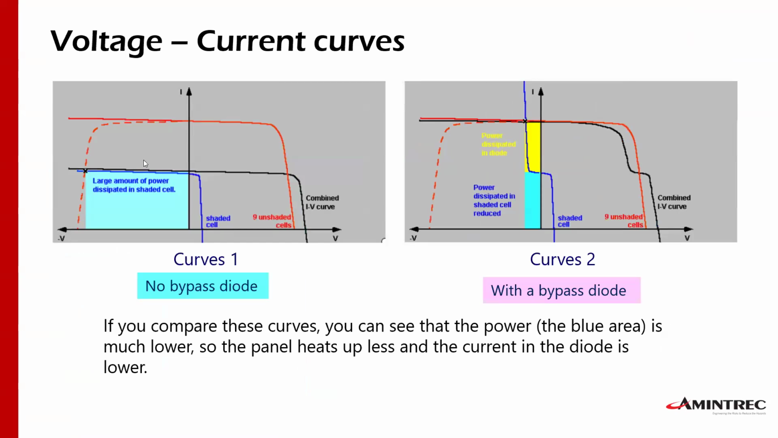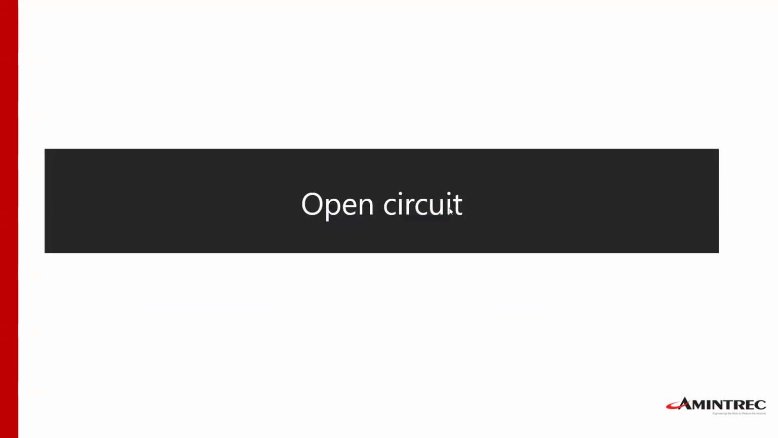This is the curve that we had before with no bypass, and this was on the shaded. Okay, this is the area under this curve, and again, this corresponds to the amount of power that has to be dissipated through the panel. That's a lot. And by adding that bypass diode, I only have this small area, so that's a big improvement. Okay, now what happens when you have an open circuit?